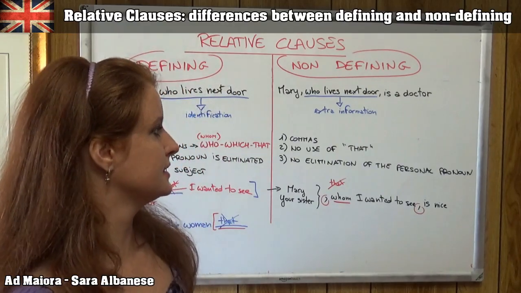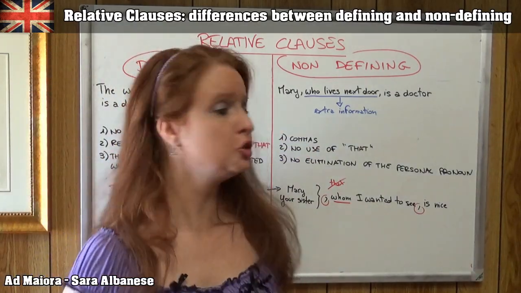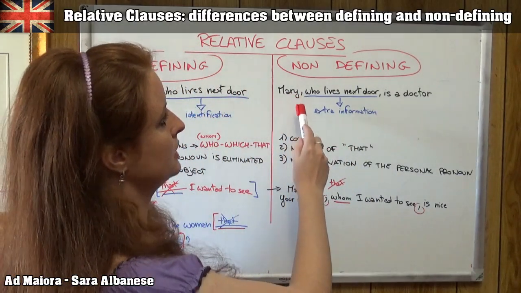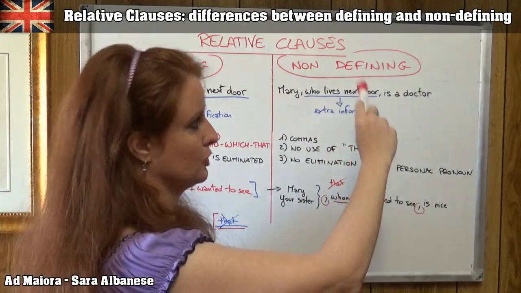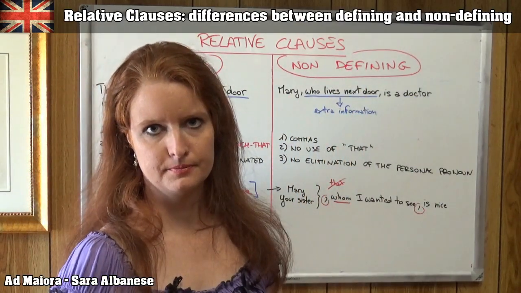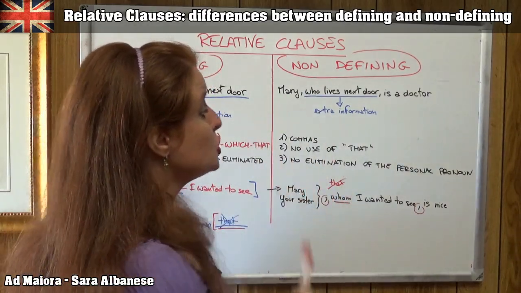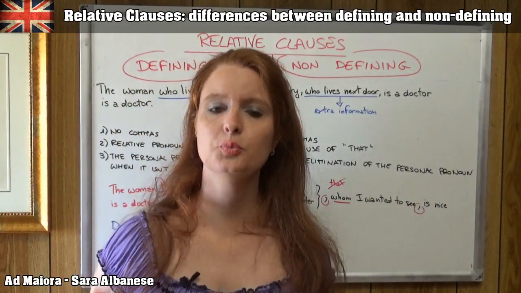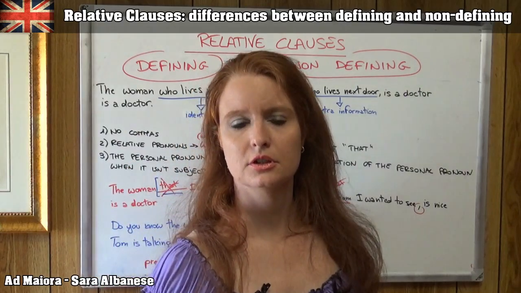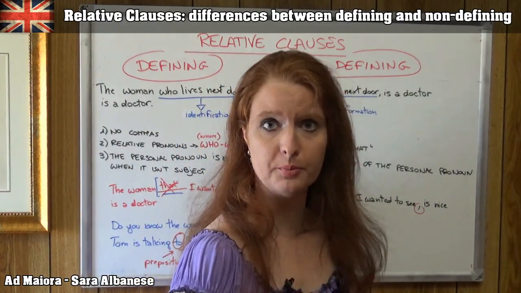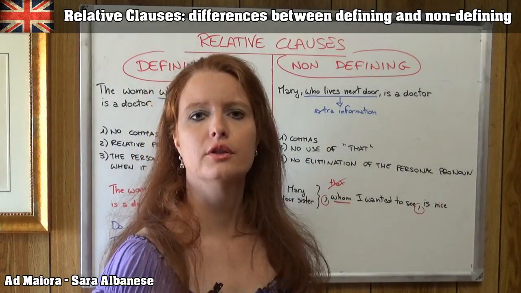Because in this case, okay, first of all, you have to put commas. You see here, Mary, comma, who lives next door, comma, again, is a doctor. Okay, so commas are compulsory. You can't use that, the personal pronoun that. You have to use who for people, which for things.